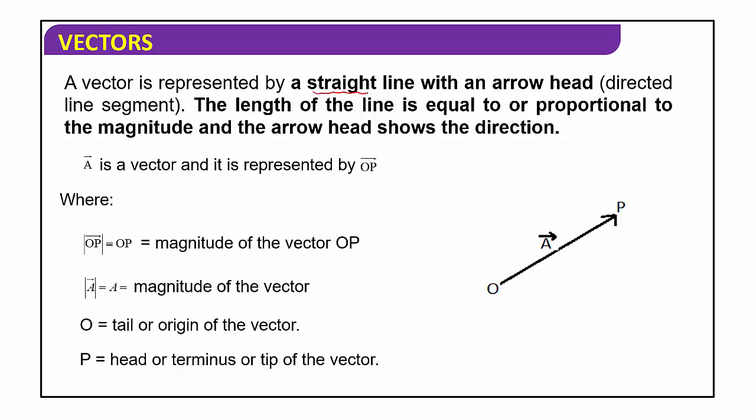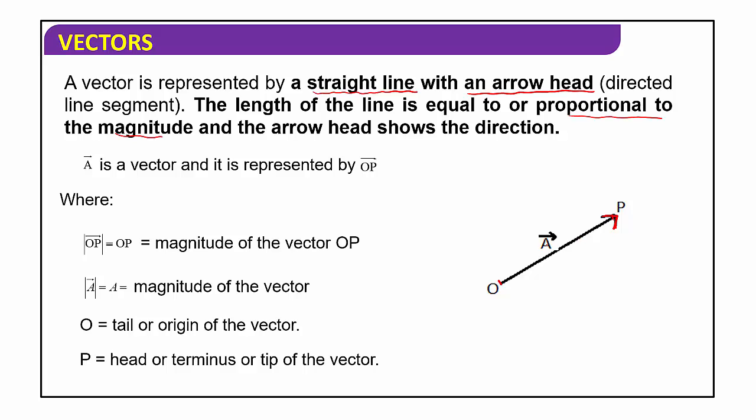A vector quantity is represented by a straight line with an arrowhead, a directed line segment. You can observe this diagram, O to P. So we draw a straight line with an arrow mark or arrowhead. The length of the line is proportional to the magnitude. So the length between O and P gives magnitude, and the arrowhead shows direction, because a vector quantity has both magnitude and direction. The length of OP gives magnitude and this arrow mark indicates direction.